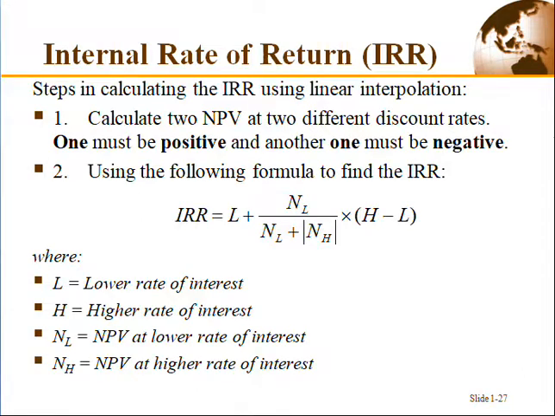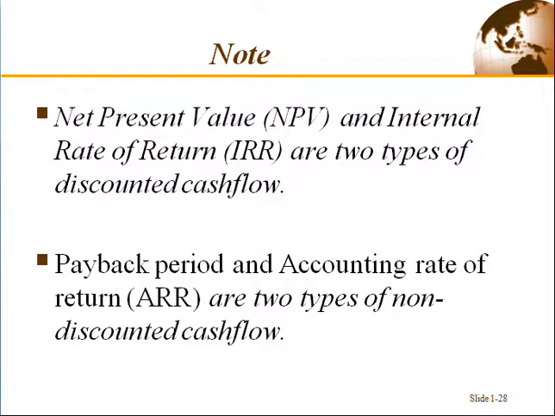This is a bit complicated. Don't get yourself so worried. But this is basically a formula for calculating internal rate of return. We're not going to spend a lot of time there. It's important to note that net present value, NPV, and the internal rate of return are two types of discounted cash flow. They are called discounted because they consider the time value of money. But payback period and accounting rate of return are two types of non-discounted cash flow because they don't even consider what happens with money over time.